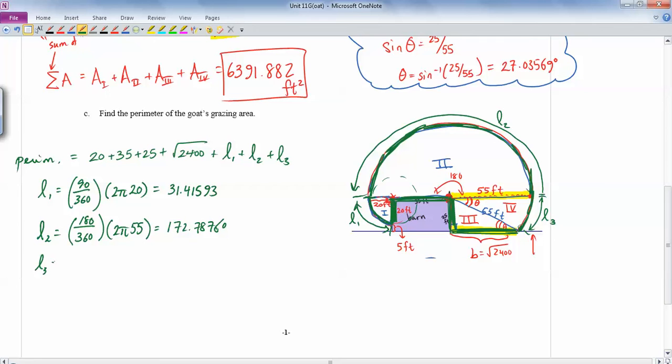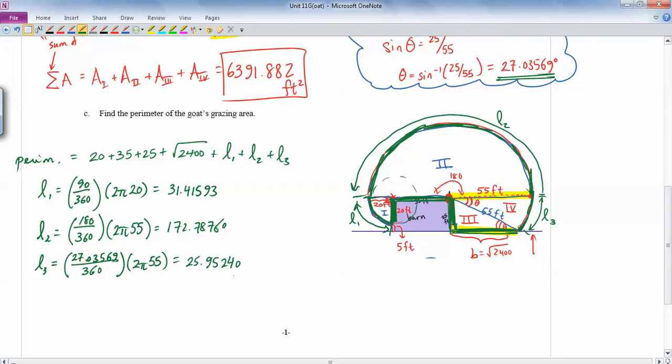And then L3, that's this little arc right here. Well, we know what theta is now. Theta is 27 degrees. So this is going to be 27.03569 divided by 360 times 2 pi r, because I don't want a percentage of the area, I want a percentage of the circumference. 2 pi 55. So if you work that out, you end up with 25.95240.